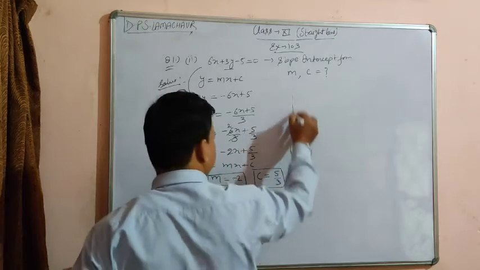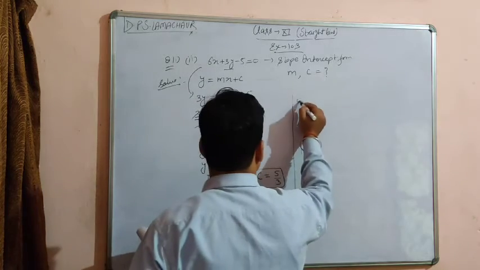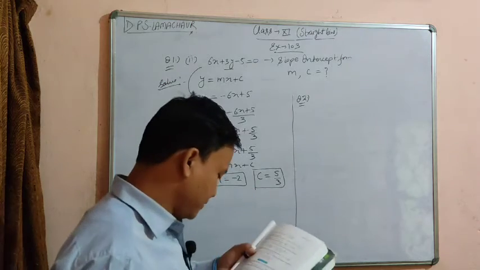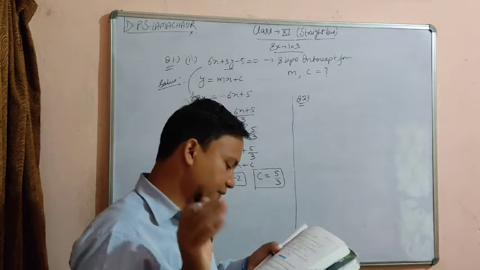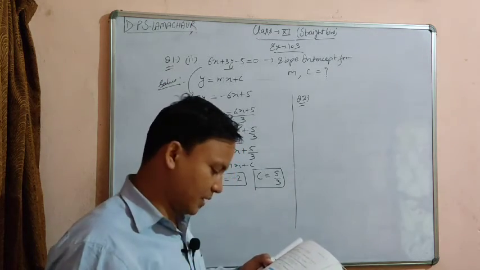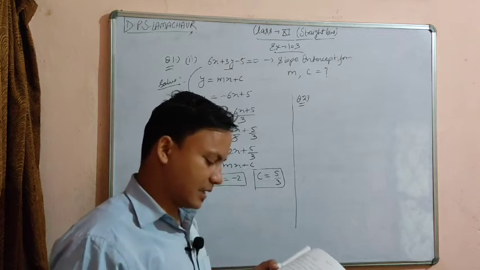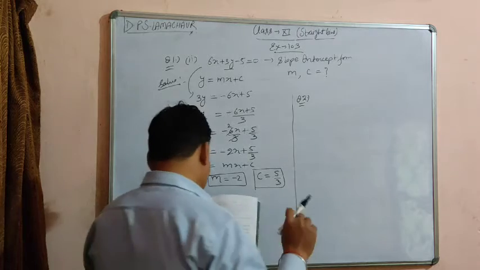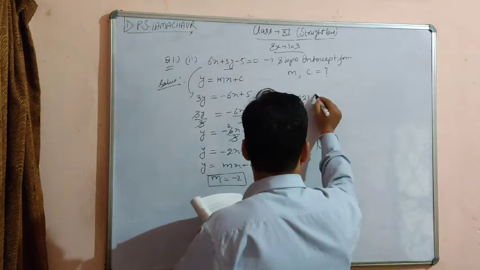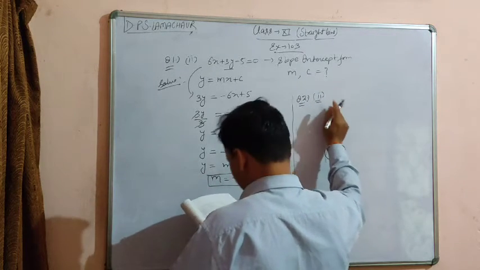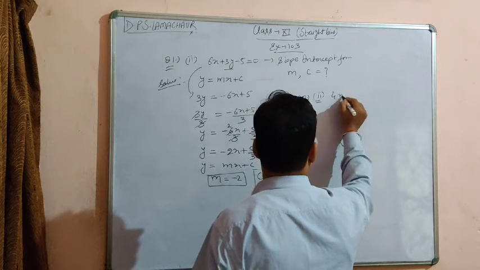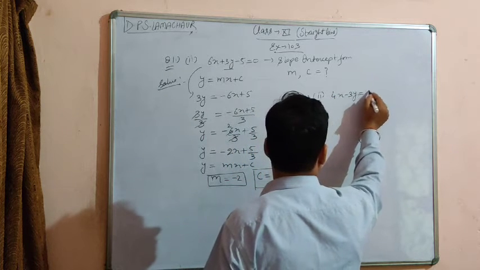Next question, beta, question number 2. In question number 2 we have to reduce the given equation into intercept form and hence find the intercepts cut by the line on the axes. Question number 1 I have done in my Google Meet class, so again I am taking the second part: 4x minus 3y is equal to 6.